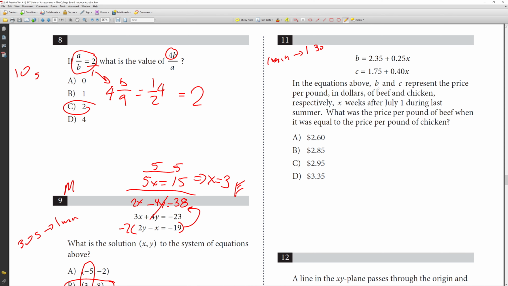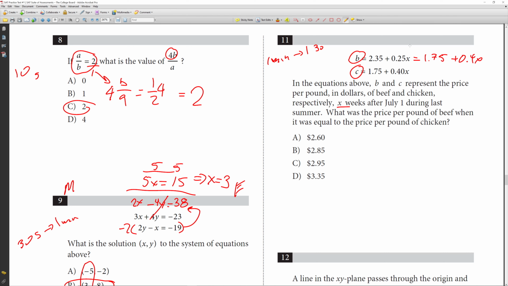In the equation above, B and C represent the price per pound in dollars of beef and chicken. So this is the beef, this is the chicken, respectively, x weeks after July 1st during last summer. What was the price per pound of beef when it was equal to the price per pound of chicken? So set them equal to each other. So this is equal to 1.75 plus 0.4x.